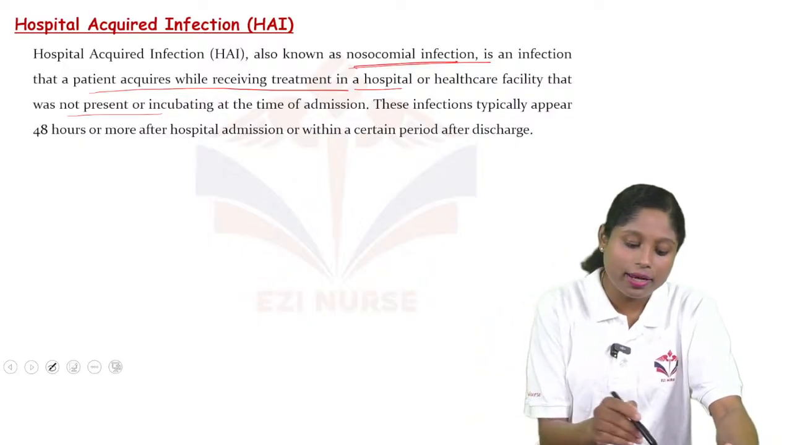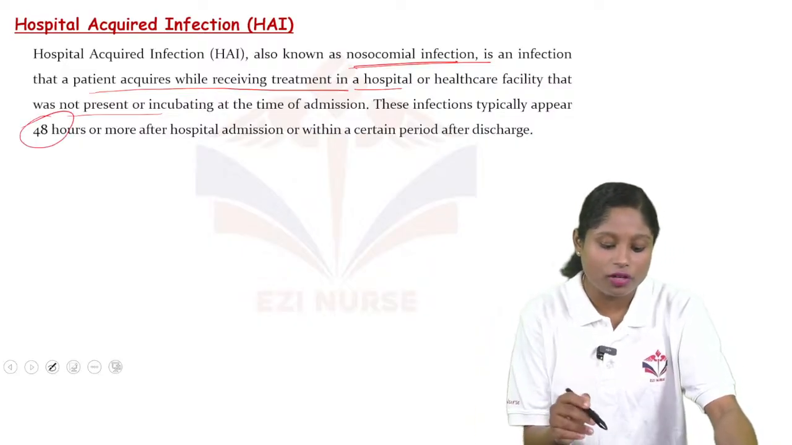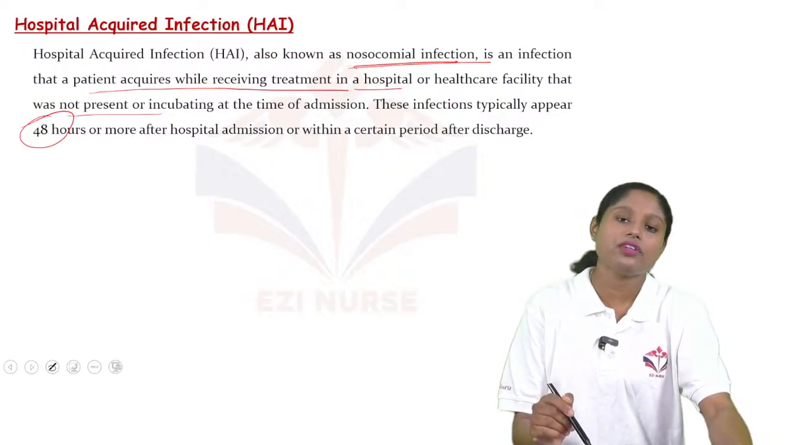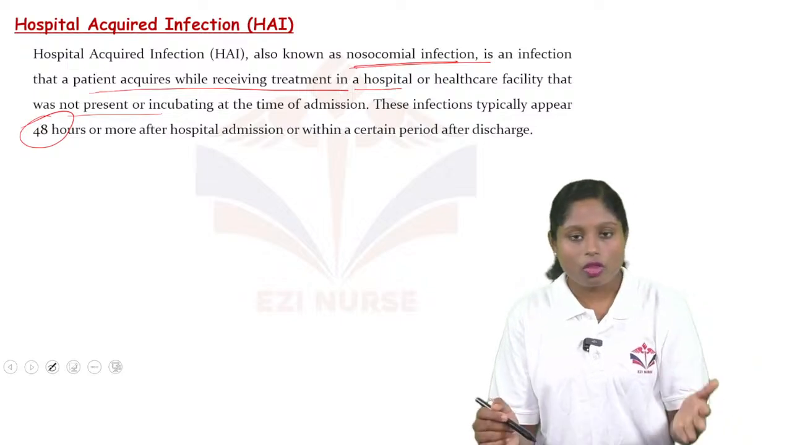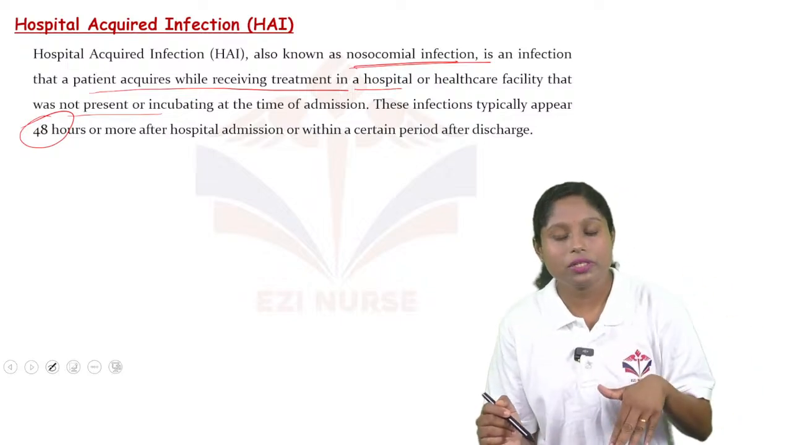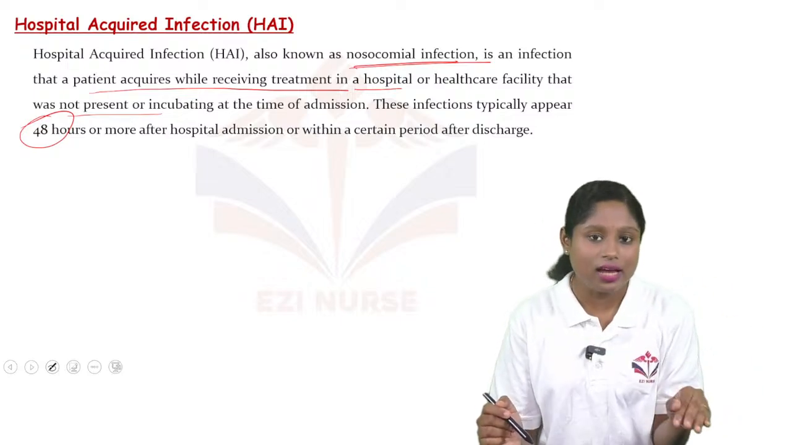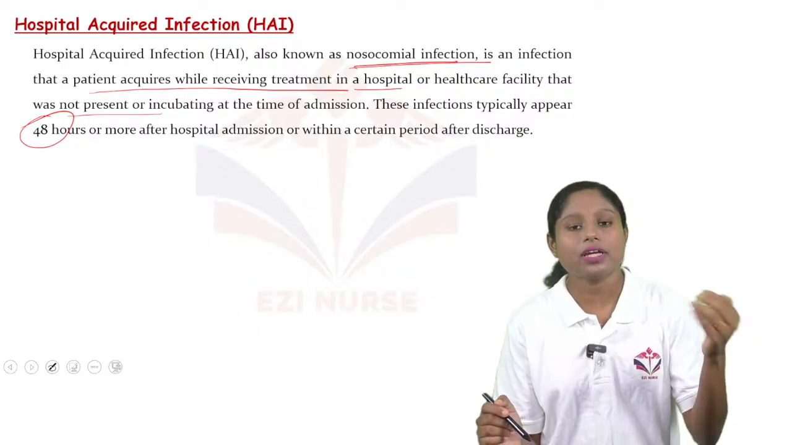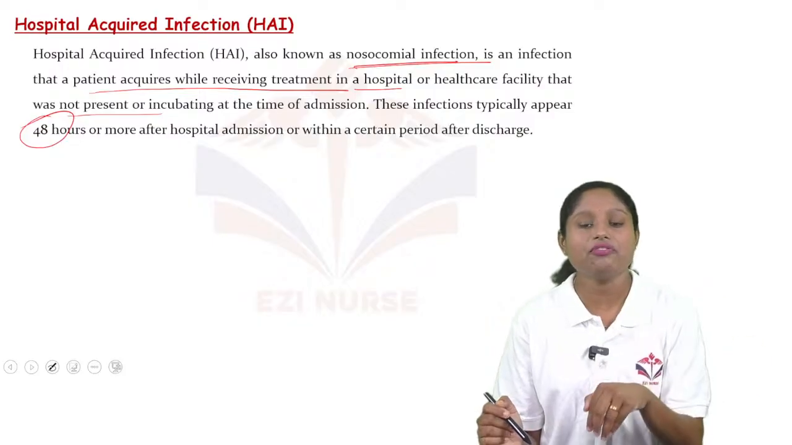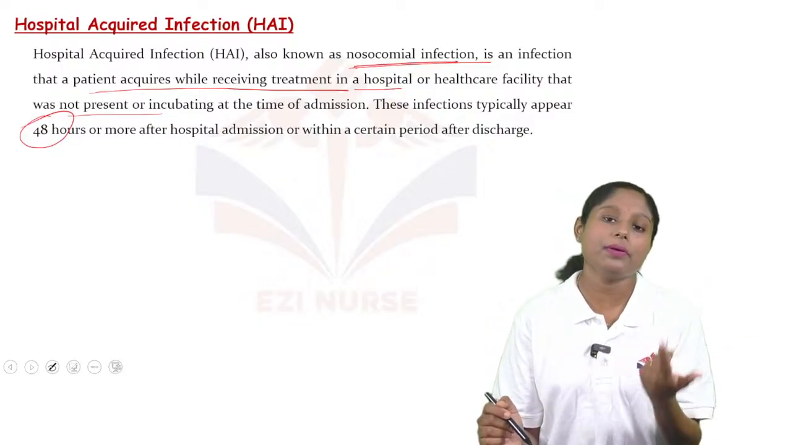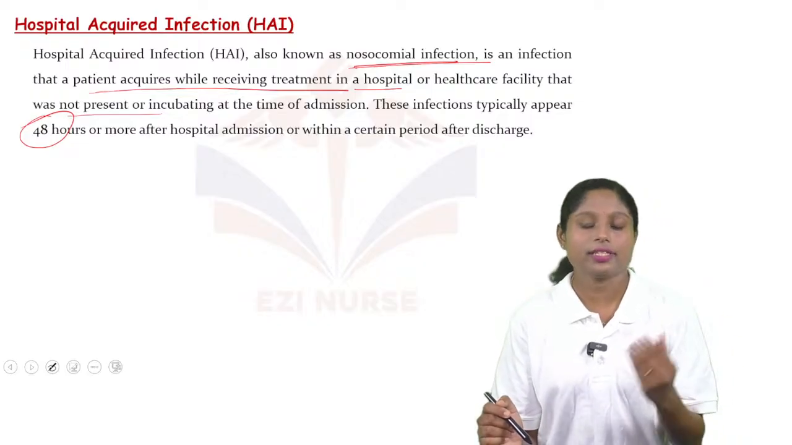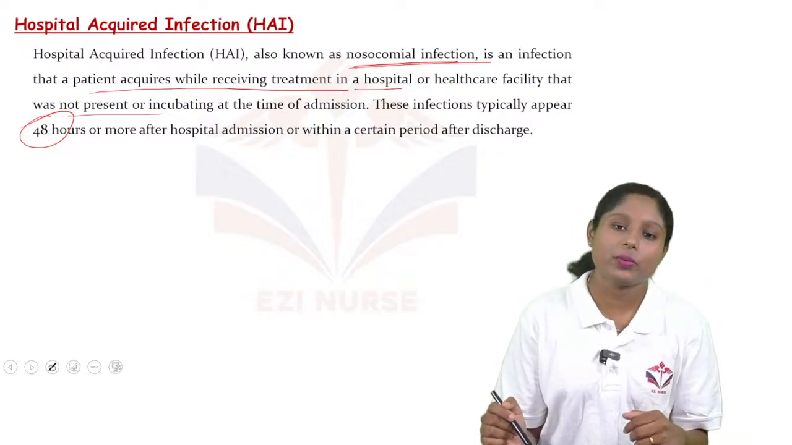This infection typically appears 48 hours or more after the hospital admission or within a certain period after discharge. So at the time of coming to the hospital for admission, that patient doesn't have the symptoms of a particular disease. After getting admitted, after 48 hours, they develop other disease conditions, other disease symptoms. Then it is known as hospital acquired infection.